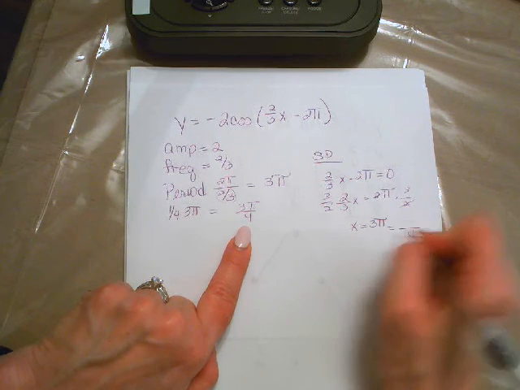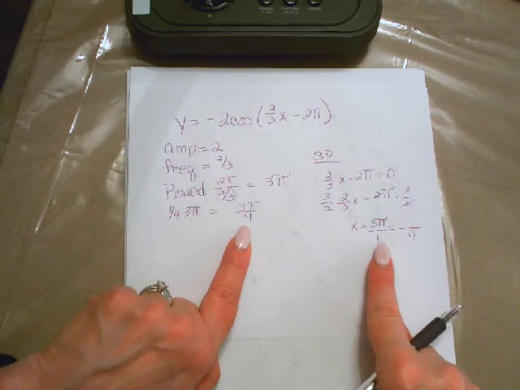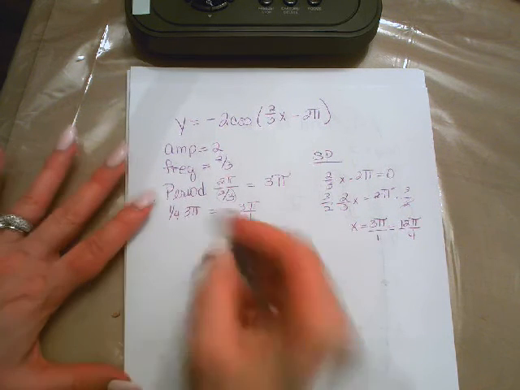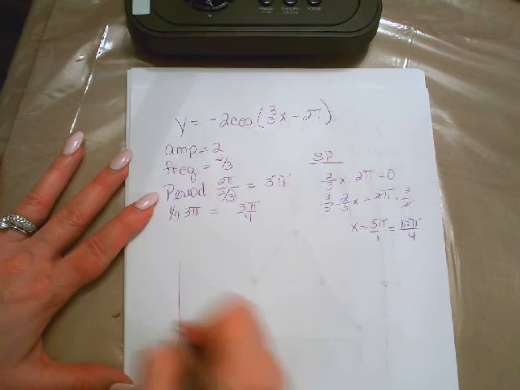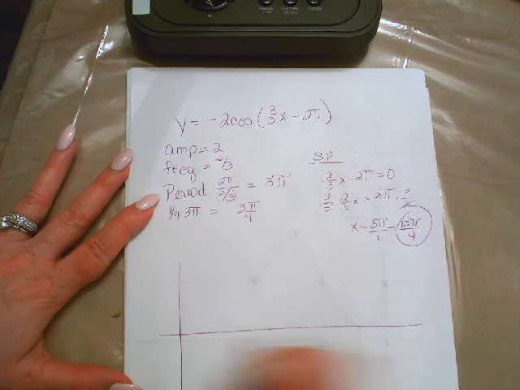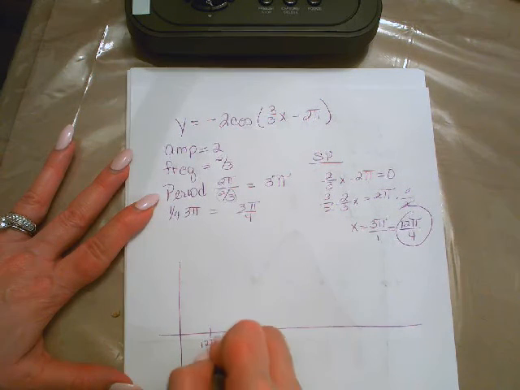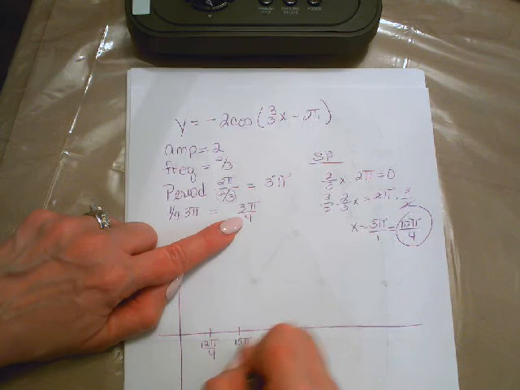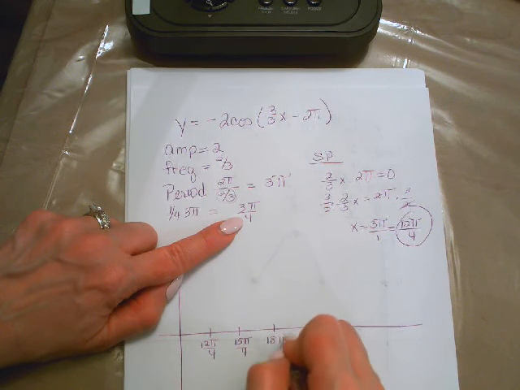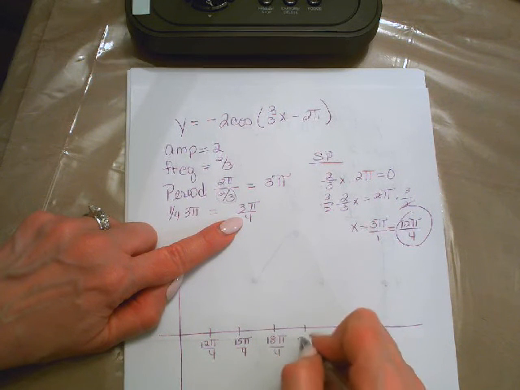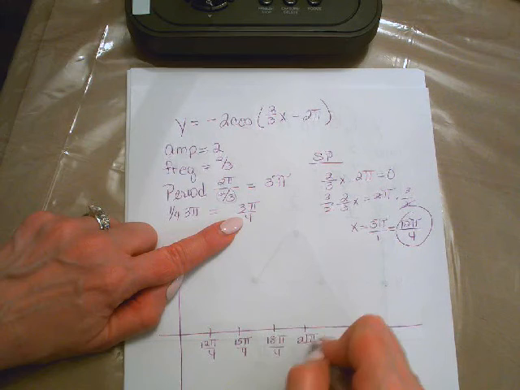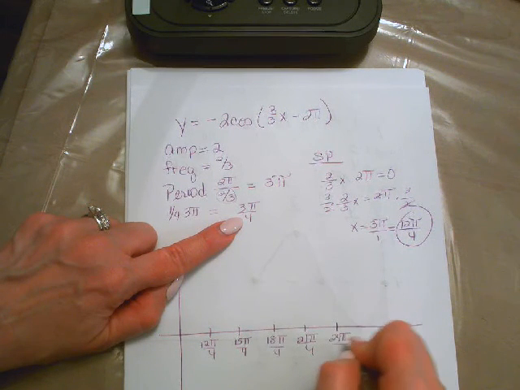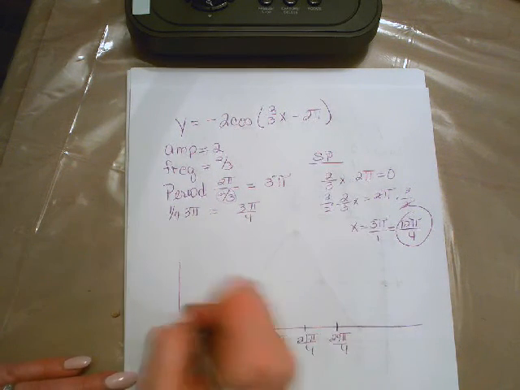So I want to change this to a denominator over 4. Technically, it's a denominator over 1. So this would become 12 pi over 4. Let's draw this graph with my new starting point of 12 pi over 4, and I'm moving by 3 pi over 4. So this would be 15 pi over 4, this is 18 pi over 4, this is 21 pi over 4, and then one more is 24 pi over 4.